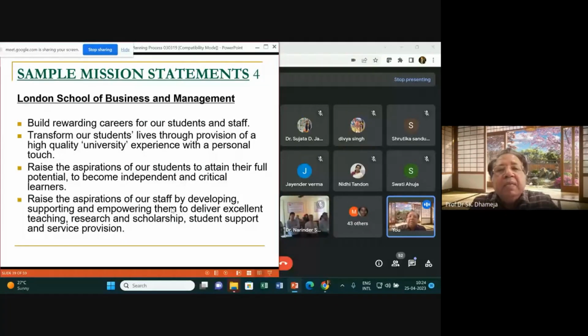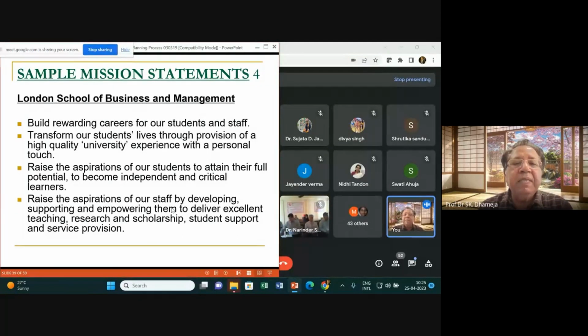This is the mission statements of London School of Business and Management. They have 4 mission statements, not one, but more than one, 4. First is build rewarding careers for our students and staff. Staff means both the academic and the non-academic staff, the teaching and the other staff, supporting staff, basically. Transform our students' lives through provision of a high-quality university experience with a personal touch.